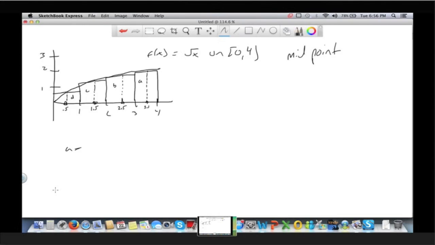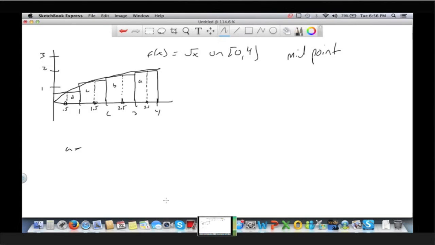Okay, so what's the significance of the midpoint? What's the significance of the sample point? So if they tell us that we're using the midpoint method, what do we base on the midpoint? The height. And if we're using the right endpoint, what do we base on the right endpoint? The height. And if we're using the left endpoint, we base the height on the left endpoint. So that's the purpose of that.